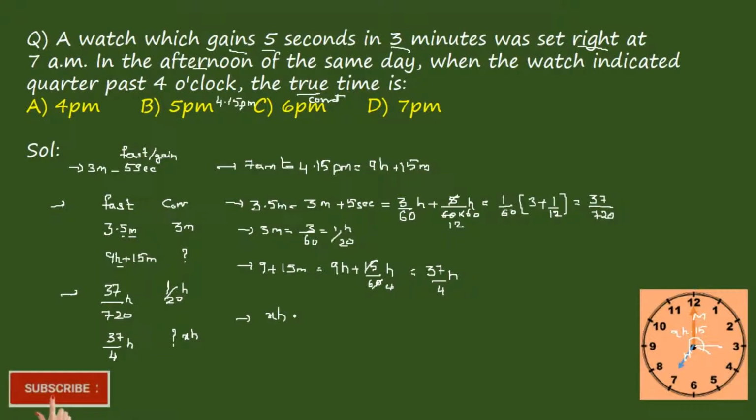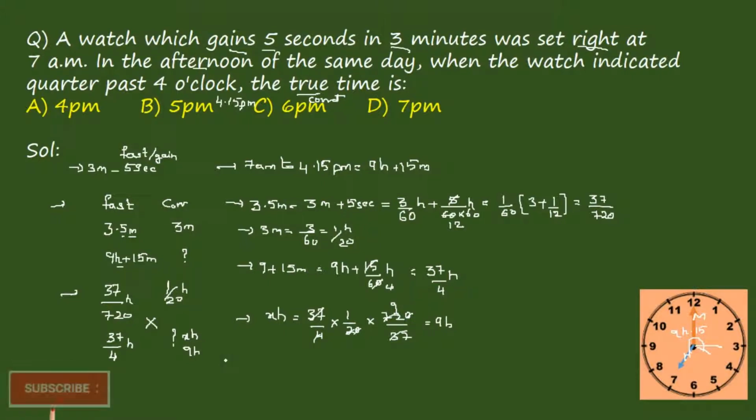x hours is equal to, just cross multiplying it, we'll get it as 37 by 4 into 1 by 20 into 720 by 37. 37 gets cancelled. 0 gets cancelled. 4 2s are 8, right? 8 will go by 9, right? So it becomes 9 hours. So correct time is nothing but 9 hours.